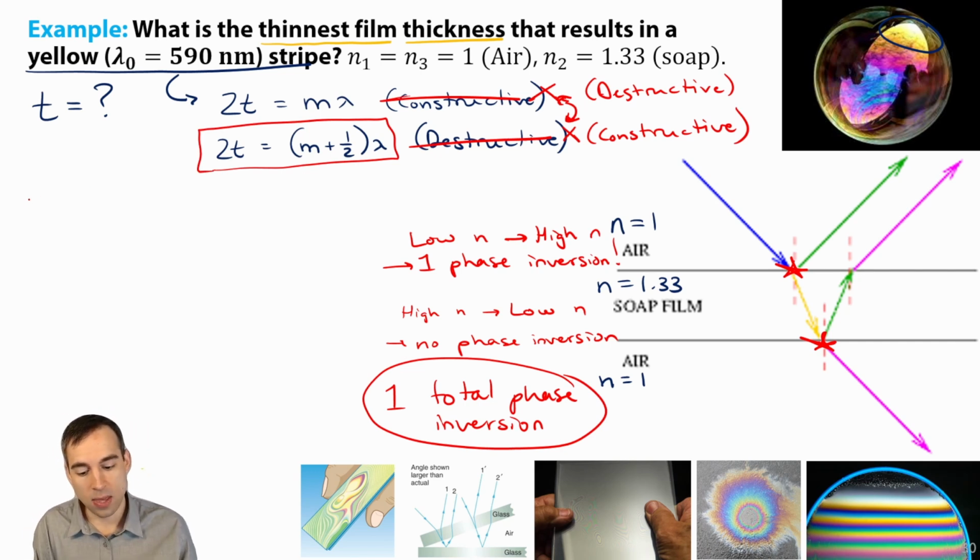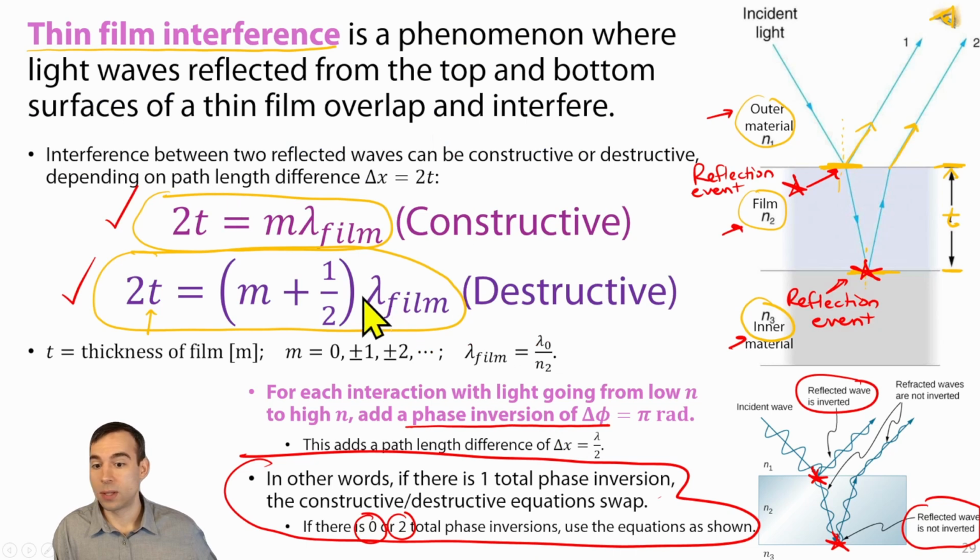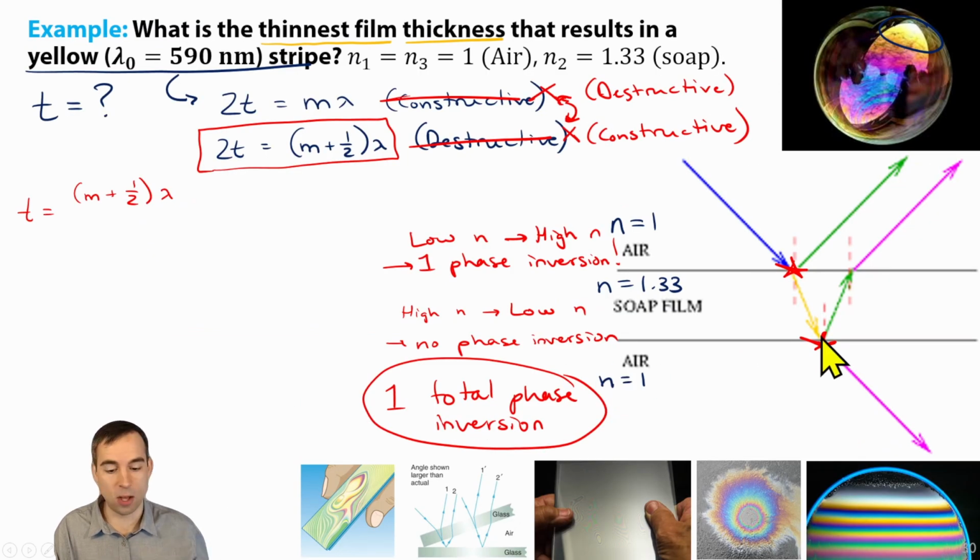So now the thickness could be solved for with m plus 1/2 times lambda, and remember, this is the lambda of the thin film itself, and you were given that lambda. It's the wavelength of light in vacuum divided by the film's index of refraction. So this is lambda 0 divided by n of the film, and all of that would be divided by 2 now.